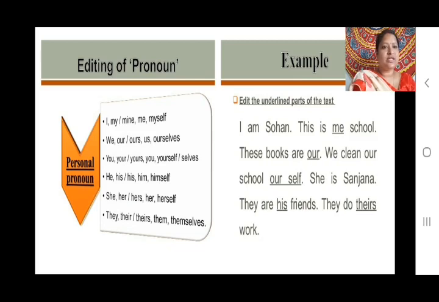S-E-L-V-E-S. She is Sanjana, they are her friends. Sanjana is a girl, so in place of his, it will be her. They do their, not theirs.